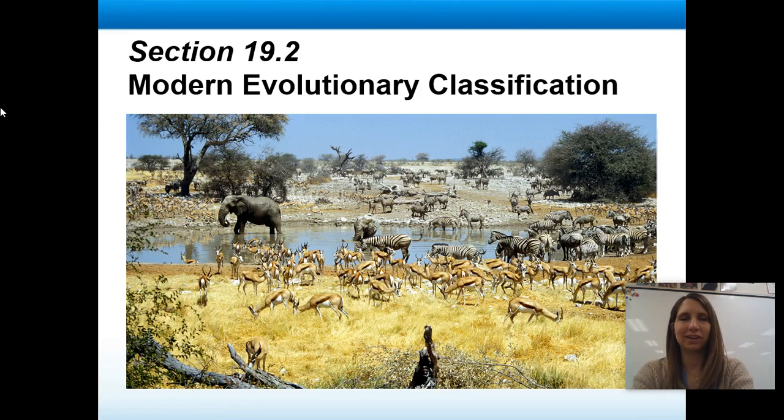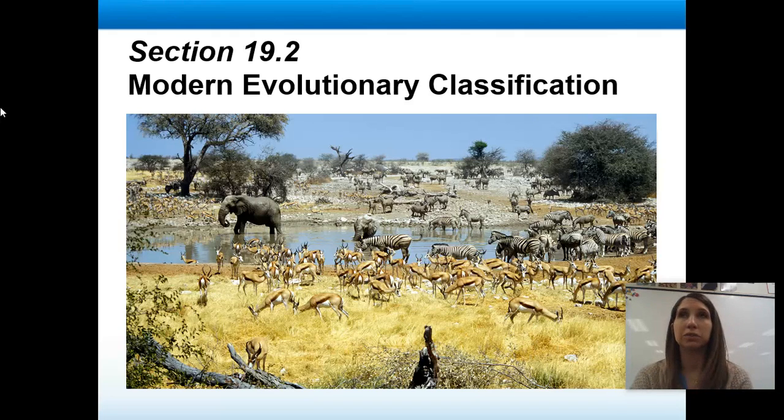Hey everybody, we are looking at section 19.2, which is modern evolutionary classification. What we're going to do here is build upon what was discussed in section 19.1, but also discuss a different type of classification system, something that doesn't follow Linnaeus's taxonomic model with the domain, kingdom, phylum, classes, and so on. This is going to be looking at classification based on evolutionary relationships and ancestral relationships.